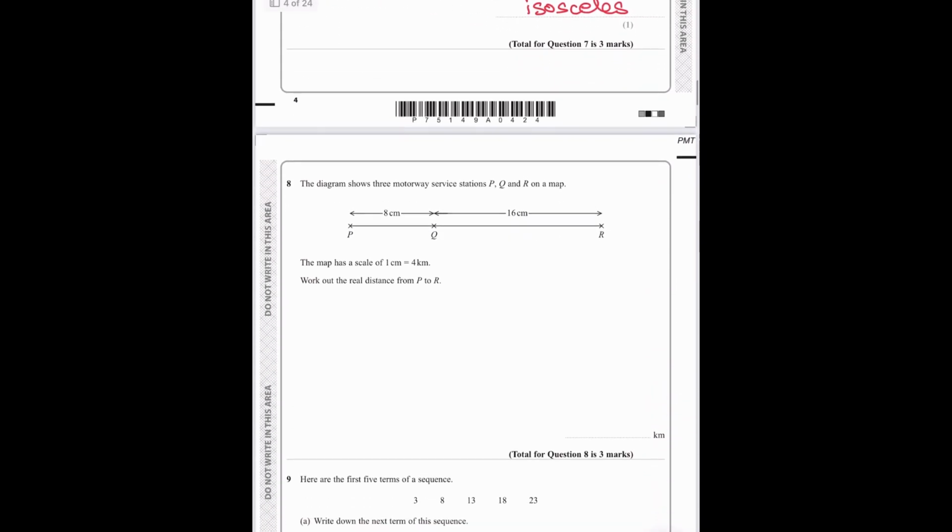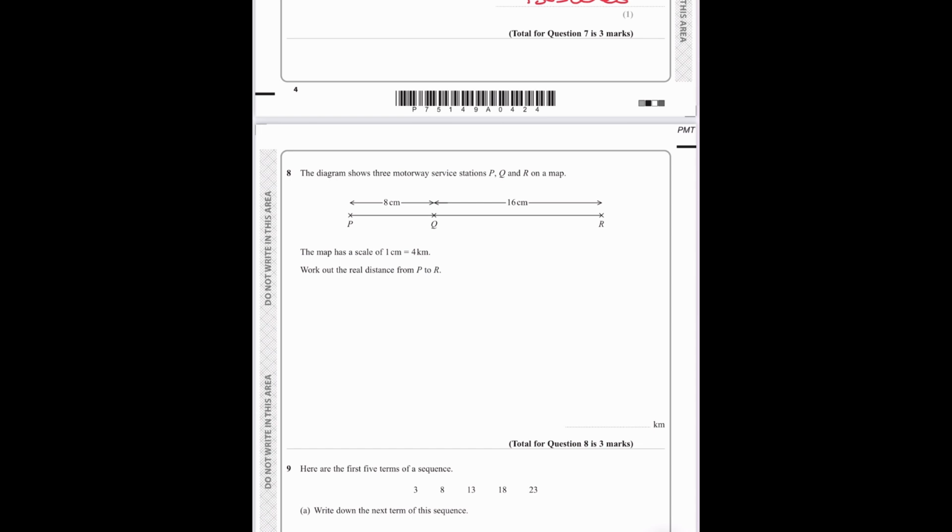The diagram shows 3 motorway services P, Q and R on a road map. The map has a scale of 1 centimetre equals 4 kilometres. Work out the distance from P to R. So if I measure that, this one is 8 and this one is 16. So P to R is 24 centimetres. We know our scale is 1 centimetre is 4 kilometres. So we times this by 24 and we get 96 kilometres.